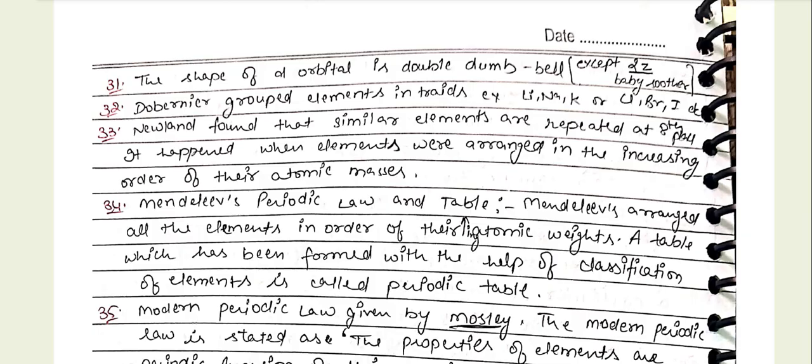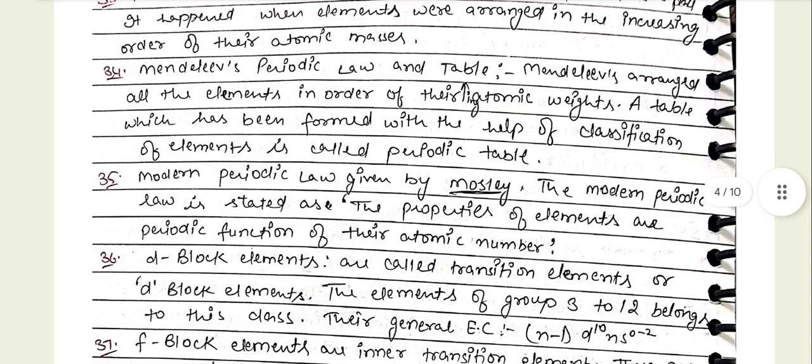Mendeleev's periodic table. Mendeleev arranged all the elements in order of their increasing atomic weights. A table which has been formed with the help of the classification of elements is called the periodic table. Modern periodic law given by Moseley: the properties of the elements are a periodic function of their atomic number.